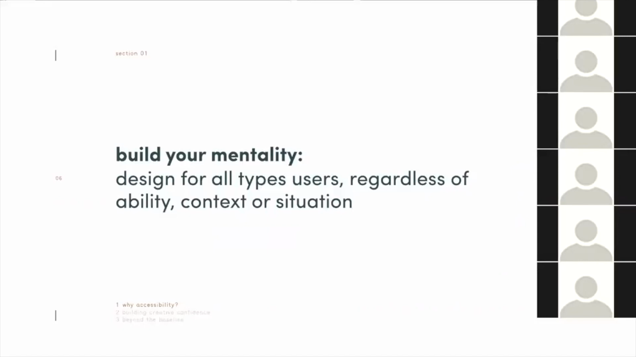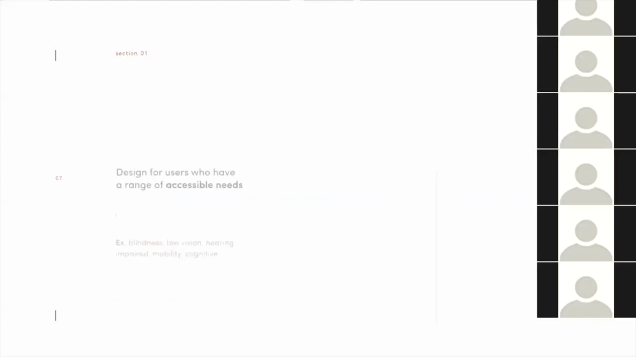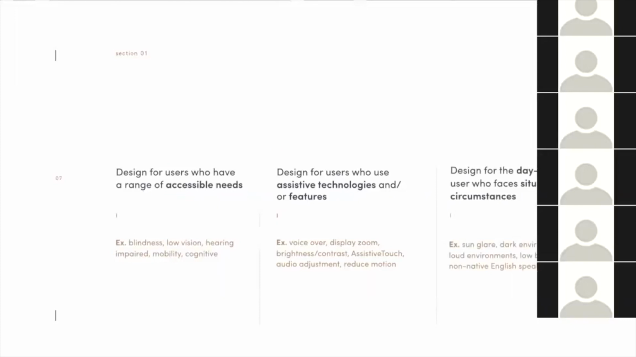That means we need to shift the mentality from building for people with accessible needs to designing for all types of users, regardless of someone's ability, context, or situation. It's really thinking about someone's ability when they navigate through any specific experience or product. So I've actually broken it down into 3 different categories, and for myself, I see this as being more inclusive than just being accessible.